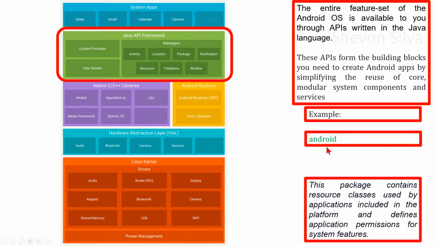As an example, we can take the android package. This package contains resource classes used by applications included in the platform and defines application permissions for system features.